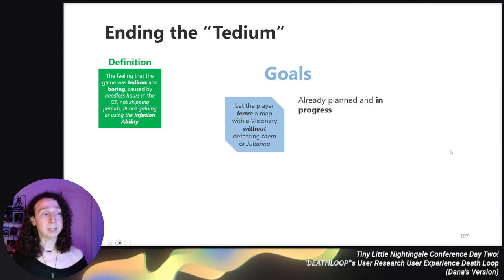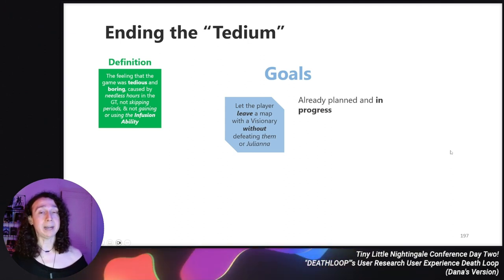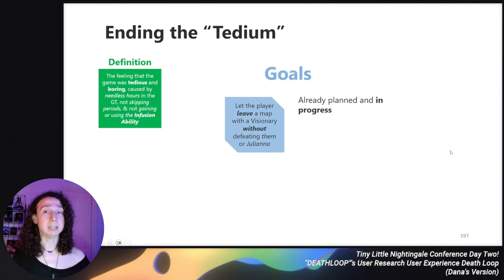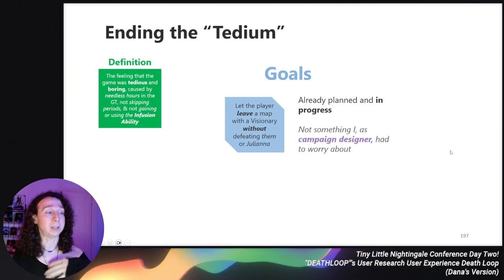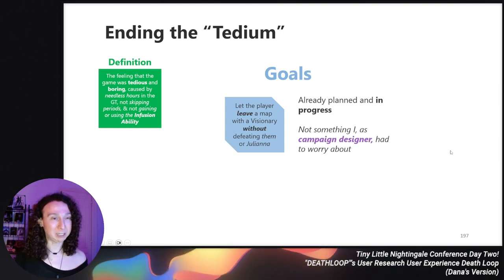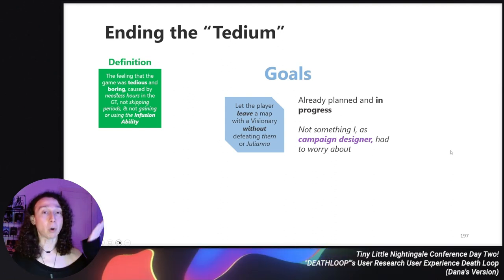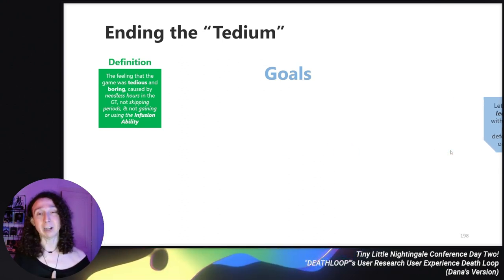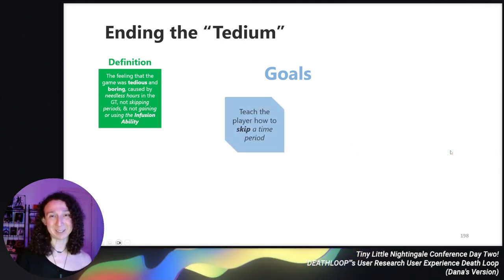This was actually already planned and in progress before that milestone, so it was kind of like, yeah, we know this is a problem. We're trying to fix it. We haven't fixed it yet. But more importantly, that's not something that I had to worry about as campaign designer. There was a whole different strike team focused on just that topic. So we're going to take that off the board. That's someone else's problem to solve.